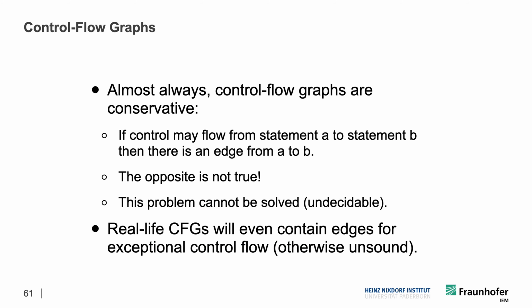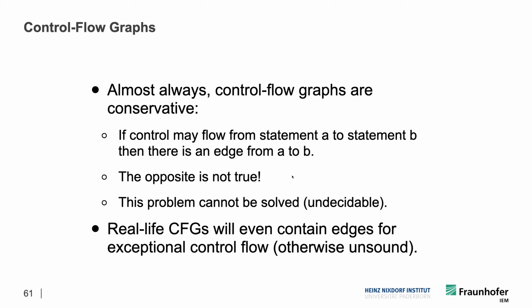So basically, the guarantee that you get is that if control may flow from one statement A to a statement B, then there is an edge from A to B. So that is the guarantee that you should get. People also say that the control flow graph then is sound, so it's correct. It models at least the control flow that is possible in your program. But the opposite is not true, right? So you can have edges in your control flow graph that are never actually taken at runtime.